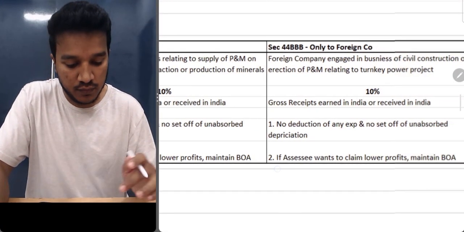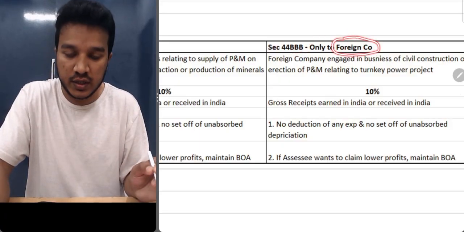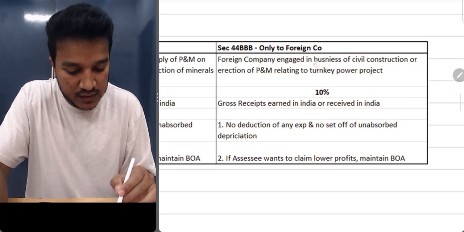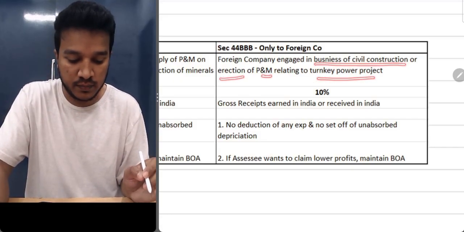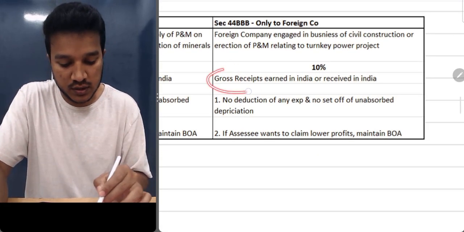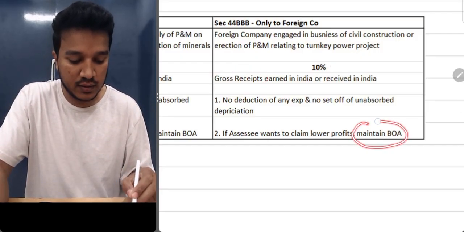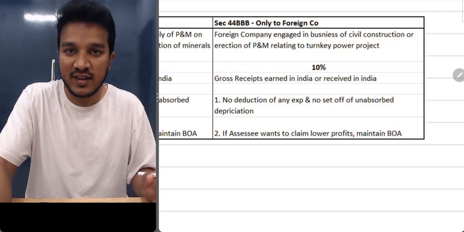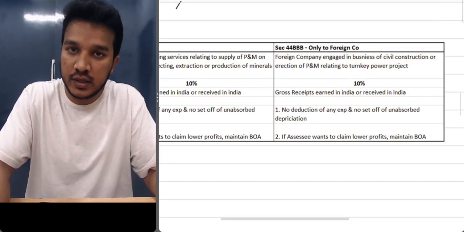Correct? Now 44BBB, only for foreign companies. Very important, this is applicable only for foreign companies engaged in business of civil construction or erection of plant and machinery relating to turnkey projects. Whatever gross receipts that you're getting, 10% on that you have to show as profits. If you want to show less, then maintain books of accounts. Clear? So this comes to an end.